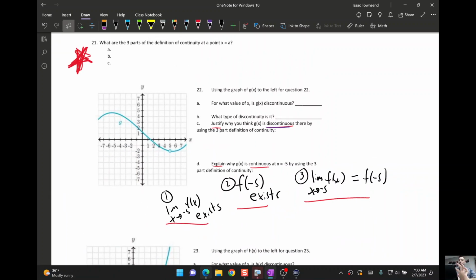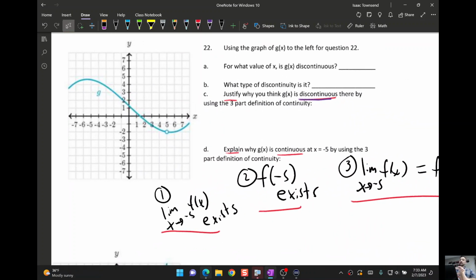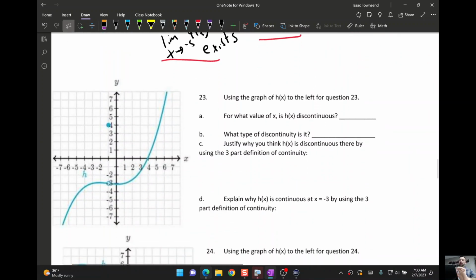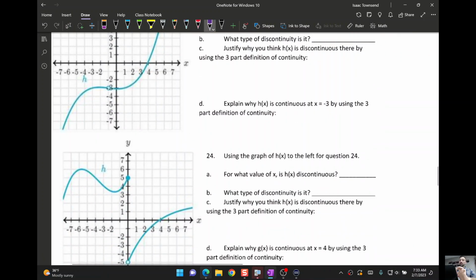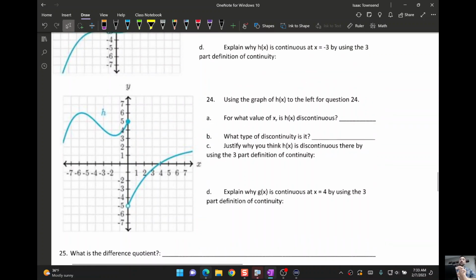Okay, so reminder on the definition, or question 22, why this is continuous or not continuous. 23, why that's continuous or not continuous. Or 24, why is this continuous or not continuous. Any of those parts?